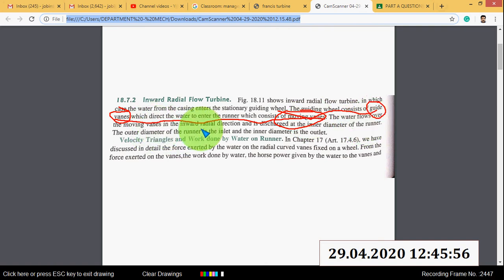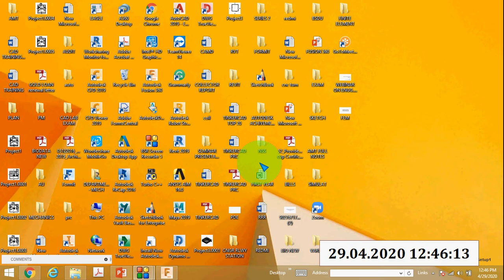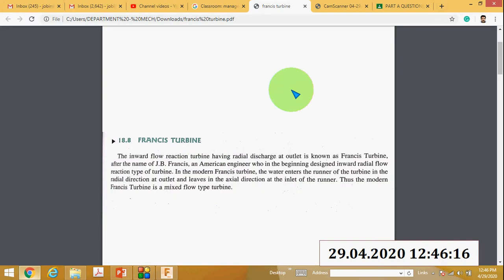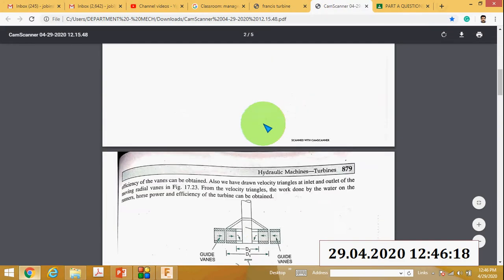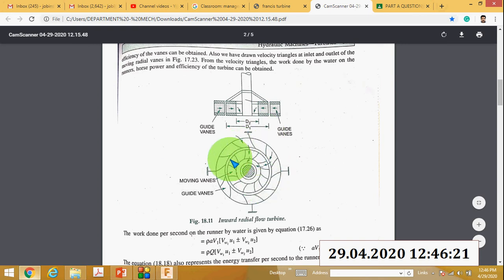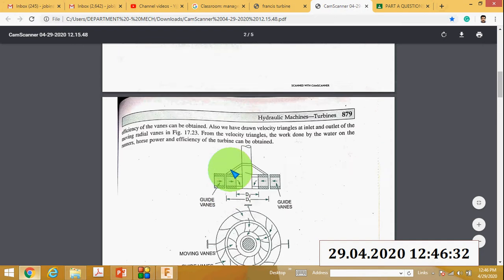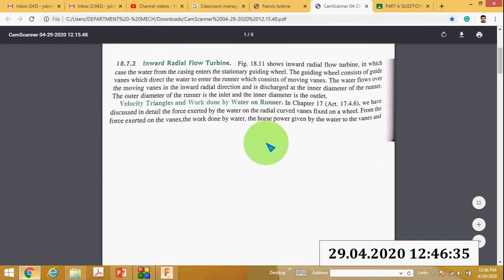The water flows over the moving vanes in the inward radial direction and is discharged at the inner diameter of the runner. So the outer diameter of the runner is the inlet and the inner diameter is the outlet. This is very important. You can see this is the outer diameter of the runner. This outer diameter is the inlet and this inner diameter is the outlet of the runner. This type of turbine is called an inward radial flow turbine.